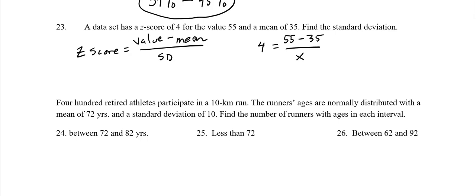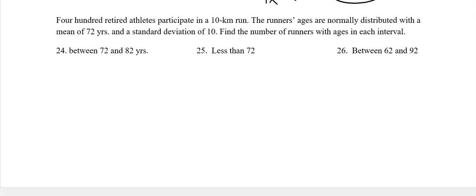If you just want to put x, it's fine. So solving for x means I'm going to multiply by x on both sides, and I can go ahead and do this subtraction. 55 minus 35 is 20. So pretty easy to solve for x. The standard deviation is going to be 5, 20 divided by 4.